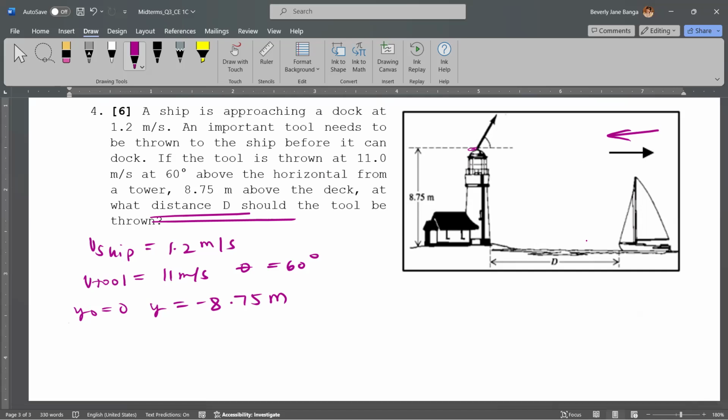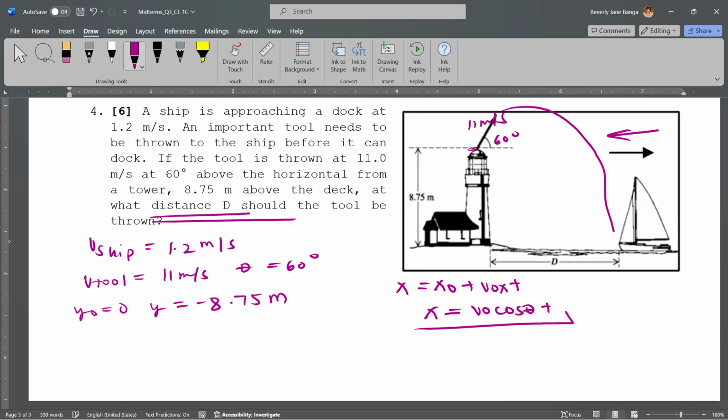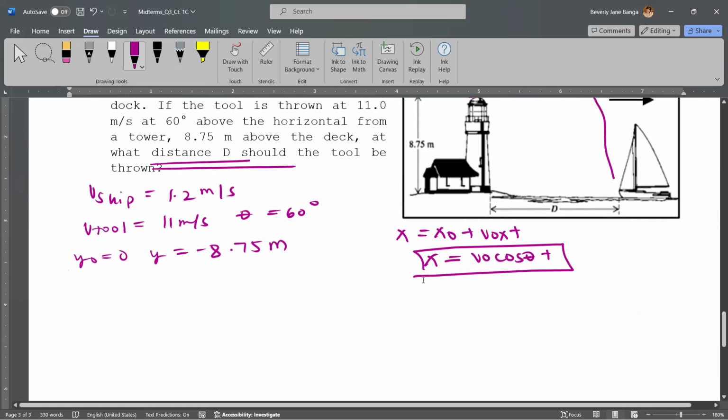So pag tinapon mo yung tool at 11 meter per second, at an angle of 60 degrees, so pag ganyan siya, no? Saan to malalaglag? So, hanapin natin yung x. That is x naught plus VOX t. So, x is simply VO cosine theta t. Okay? Now, the problem is, hindi naman natin alam yung t.